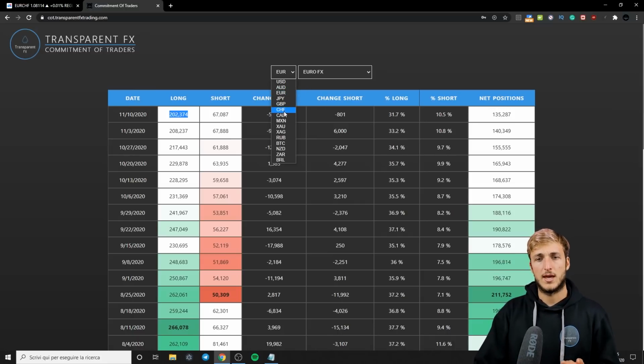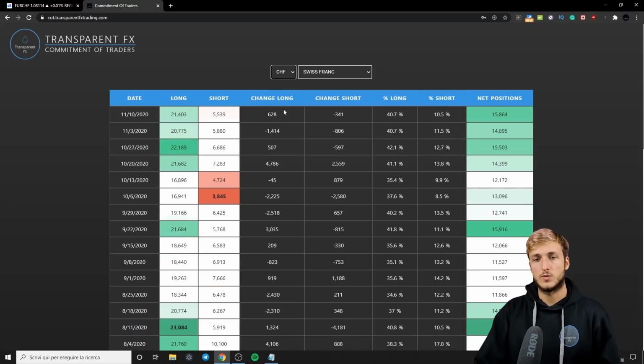And if we go and see what we have from a CHF perspective, what we can see is exactly what we would like. In fact, we see that more longs have been added with the last report. 628 longs got added and 341 shorts got closed on the CHF from an institutional perspective, making net positions again increase to 15.8K with 21.4K longs and 5.5K shorts from an institutional perspective. So way more longs than shorts, which is exactly what we would like to see in this kind of situation.